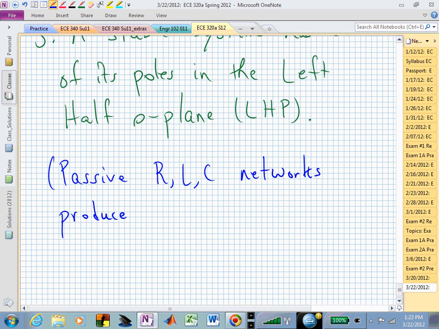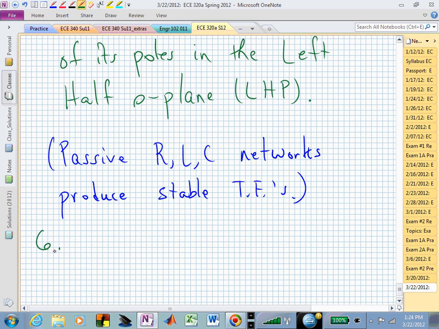If we simply have a passive RLC circuit, and you've now done the analysis, and you find the roots of your denominator polynomial, if they aren't in the left half plane, you've done something wrong algebraically. Unless somebody's given you some minus R's. Some R's that are negative. And that actually requires an active device. We don't have passive resistors that are negative in value. So passive RLC networks produce stable transfer functions.